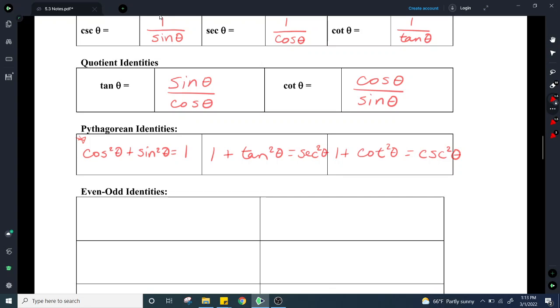All right, those are the 3 that we're going to use from time to time. So 1 plus cotangent squared theta equals cosecant squared theta, and 1 plus tangent squared theta equals secant squared theta. All right. There's a couple of others.